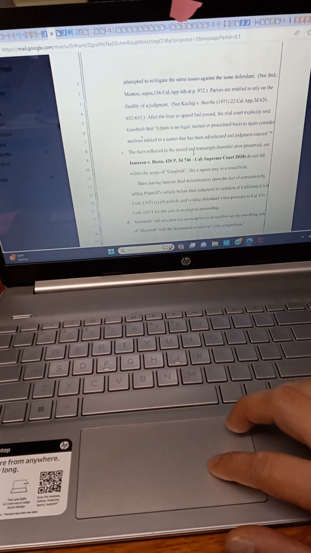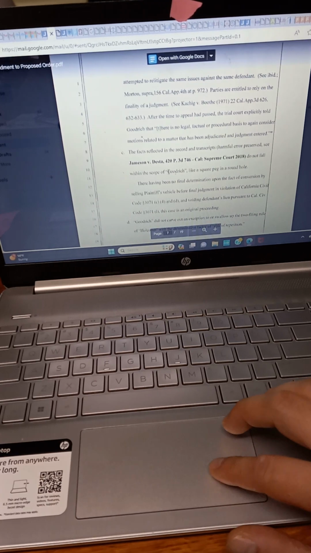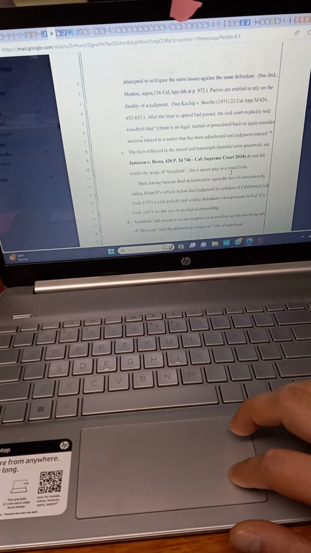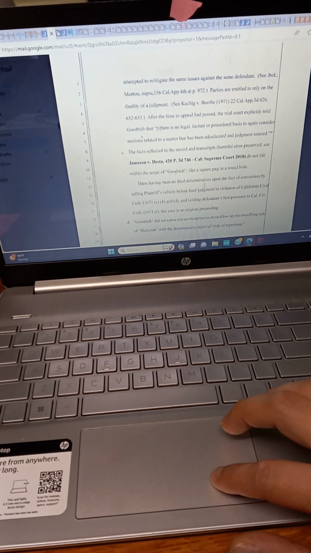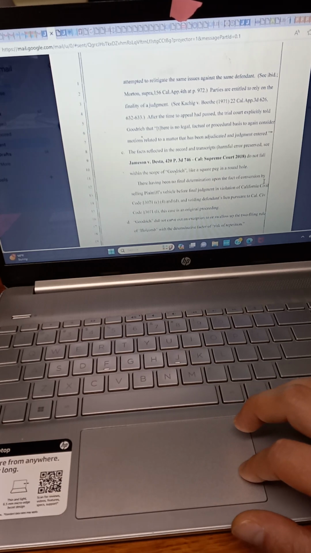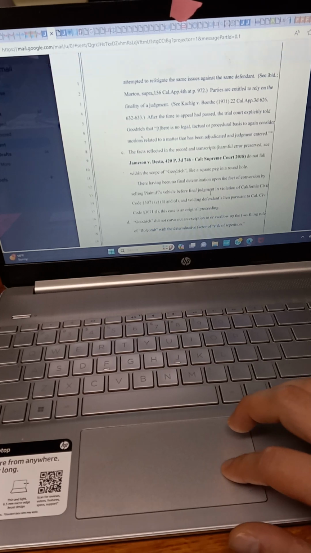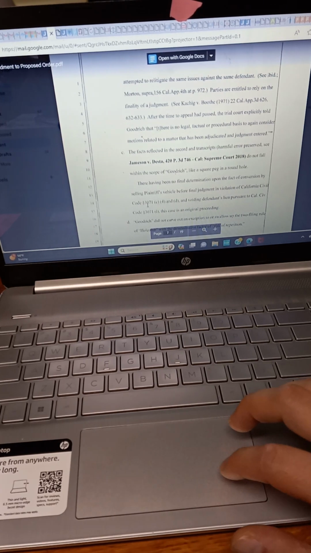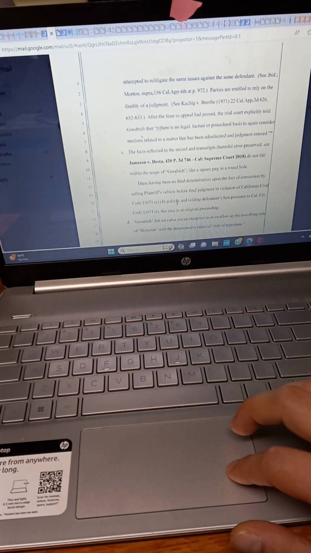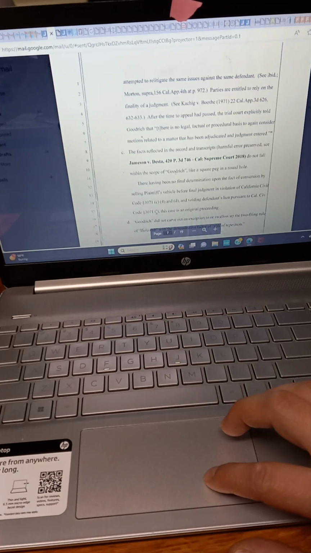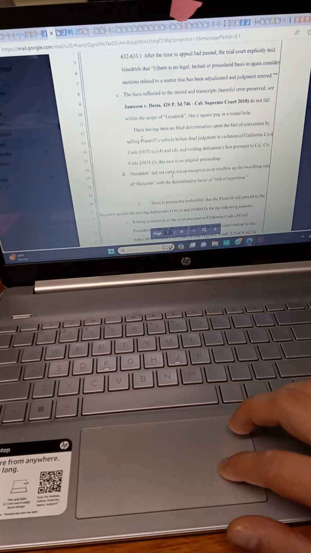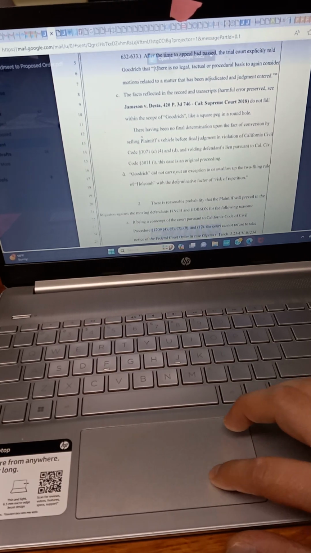Because the facts in the record and transcripts do not fall within the scope of Goodrich, like a square peg in a round hole, there having been no final determination upon the fact of conversion by selling plaintiff's vehicle before final judgment in violation of California Civil Code Section 3070 C4 and D, and voiding defendant's lien pursuant to California Civil Code 3071. This case is an original proceeding.